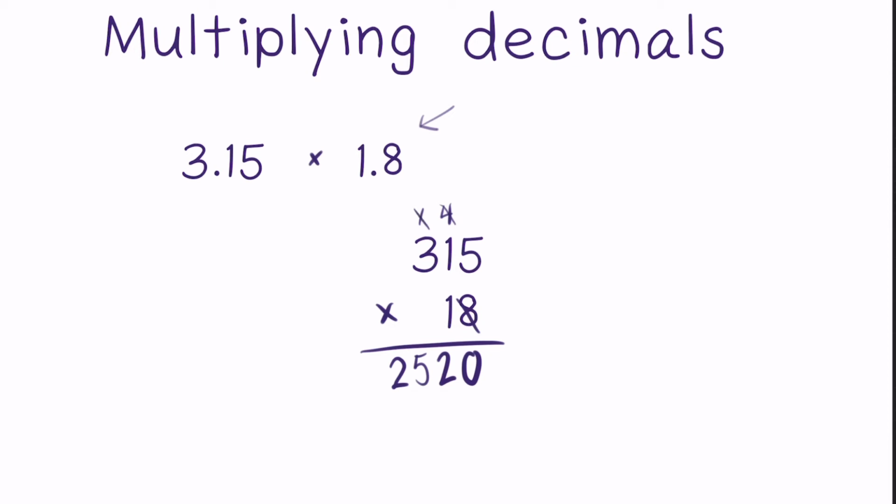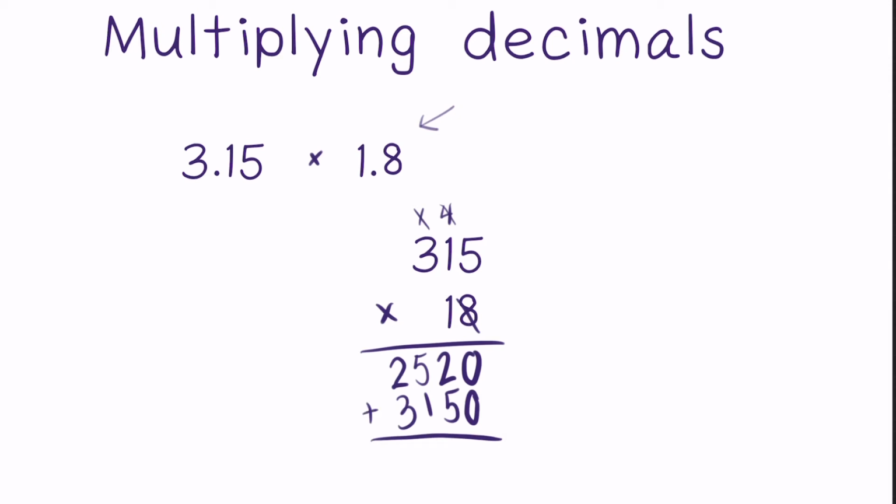Next, we'll go to the tens column here. The 1 in the number 18. We'll start actually by putting a placeholder there in the ones place. Then 1 times 5 equals 5. 1 times 1 equals 1, and 1 times 3 equals 3.